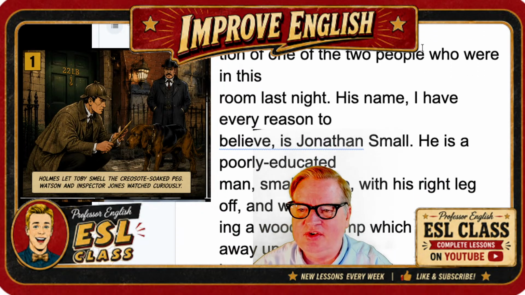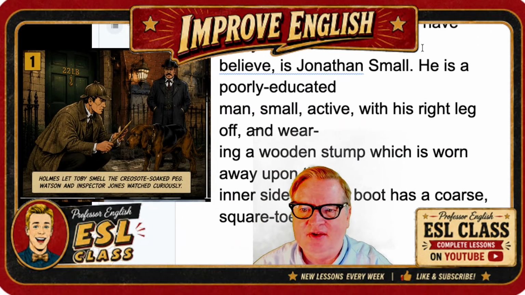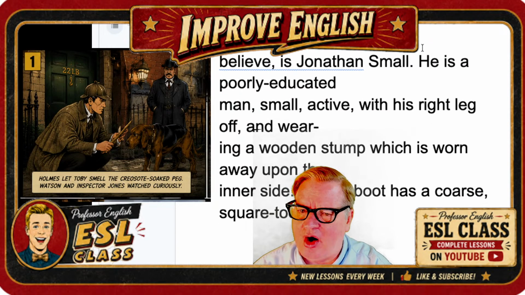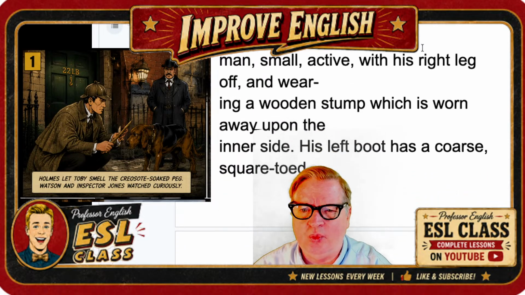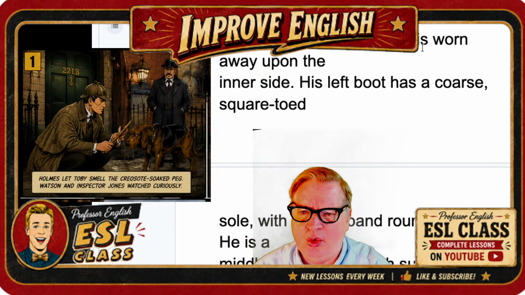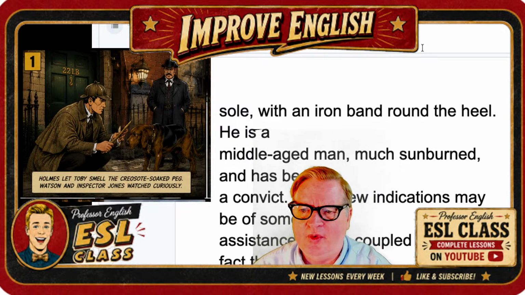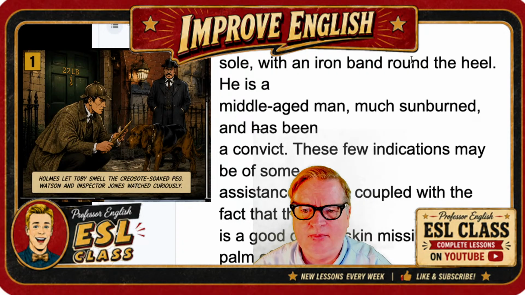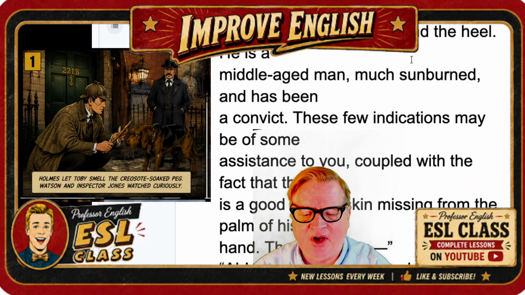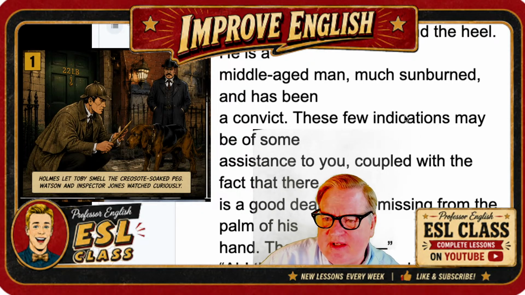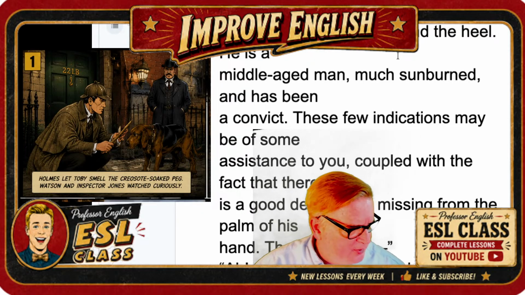"His name, I have every reason to believe, is Jonathan Small. He is a poorly educated man, small, active, with his right leg off, and wearing a wooden stump which is worn away upon the inner side. His left boot has a coarse, square-toed sole, with an iron band around the heel. He is a middle-aged man, much sunburned, and has been a convict." So a convict means someone who has spent a lot of time in prison. "These few indications may be of some assistance to you."